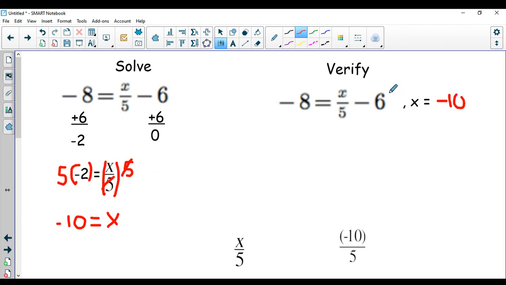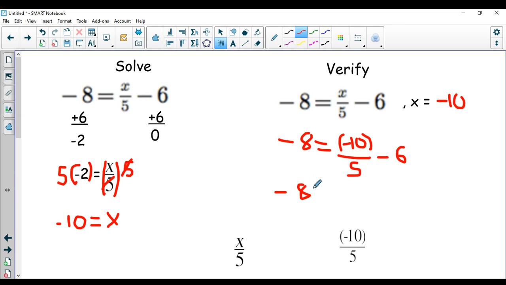Okay. So now, whatever I do on my right side, I have to equal -8. So I restate my equation. -8 equals, bracket, substitution, -10, bracket, over 5, minus 6. So we like that because our first step is substitution. Our second step, order of operation. So we'll do order of operation.